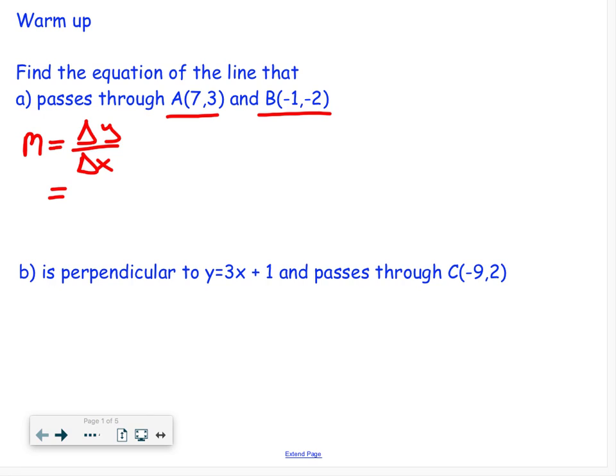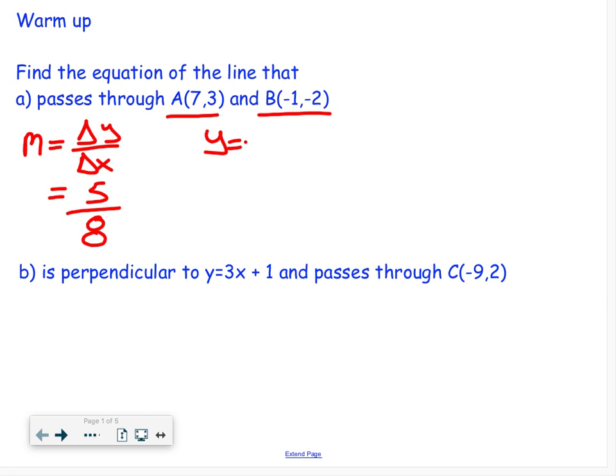Then we're going to do 3 minus 2, which is 5 on the top, or 3 minus negative 2, excuse me. 7 minus negative 1, which is going to be 8. So our slope is going to be 5 over 8. We're then going to pick either one of those points, and we're going to solve for the b value. You'll notice that this isn't always going to work out nicely. The b value here might not work out as nice as we want.